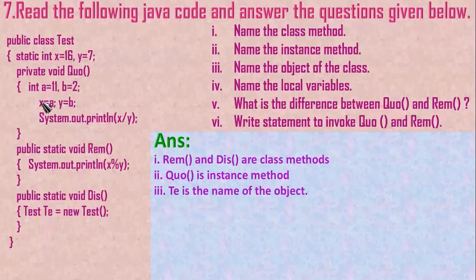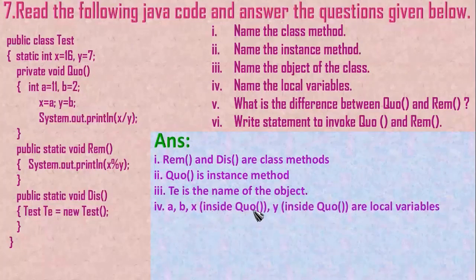So this is also a variable which hides the class variable. So what we do when we write this as a local variable, we have to mention inside QUO method. So we can write a, b, x inside QUO of and y inside QUO of are local variables.